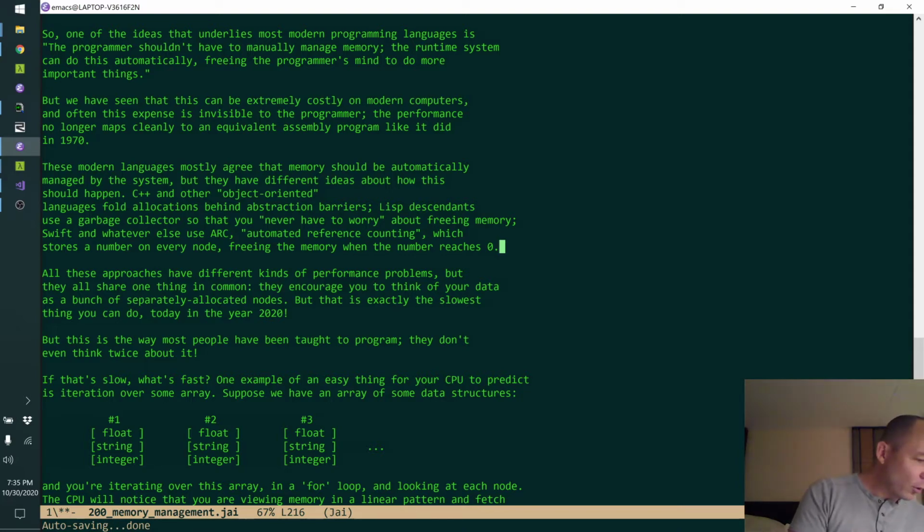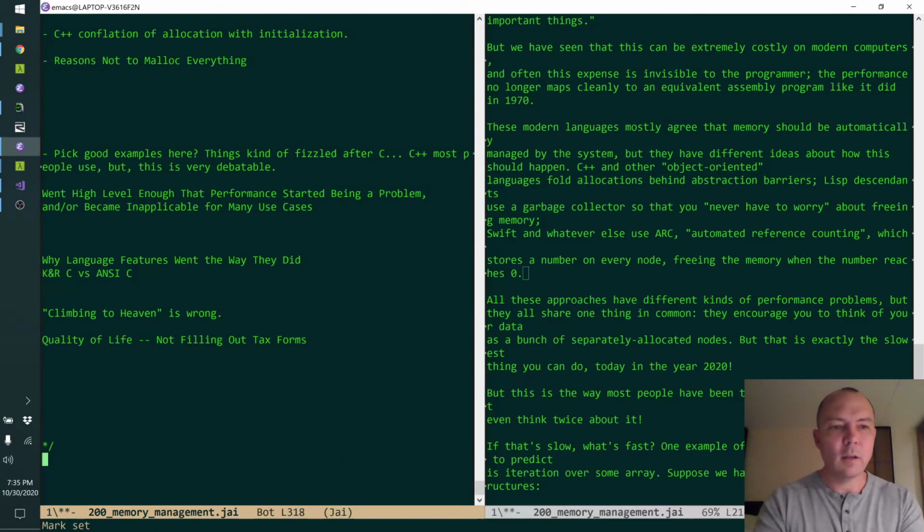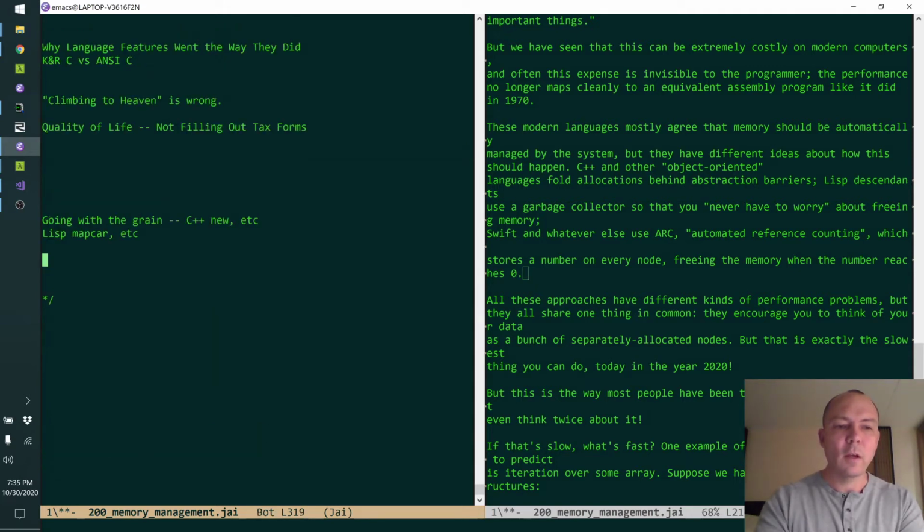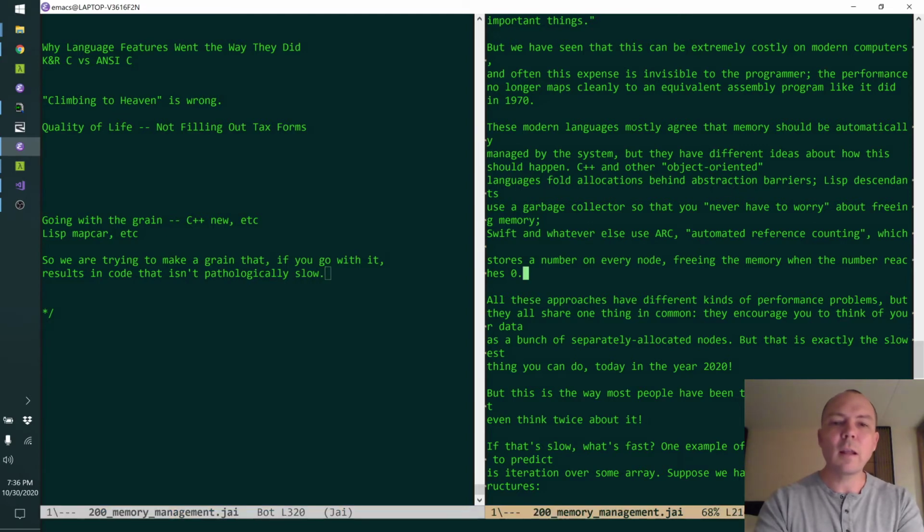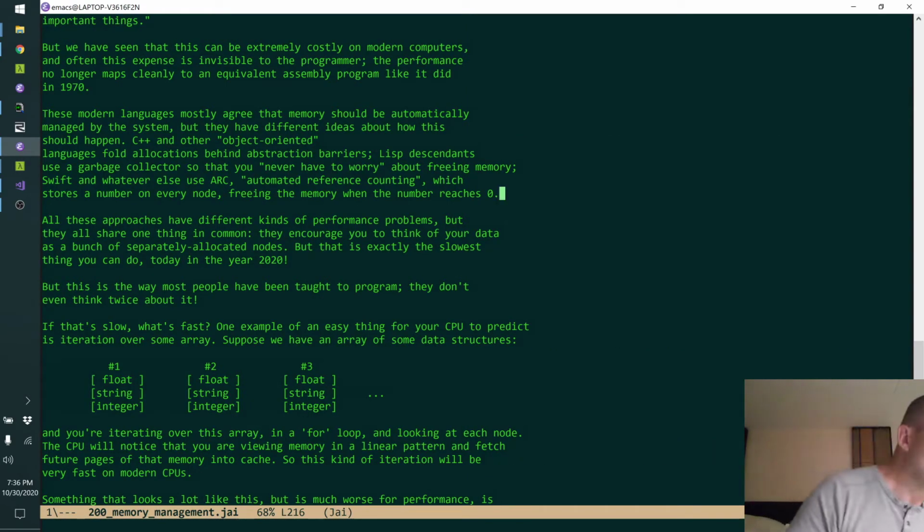Most languages make horrible code very easy. Yeah, that's a thing that I want to make. By the end of this, it's like going with the grain: C++, new, etc., Lisp, mapcar, right? So we are trying to make a grain that, if you go with it, results in code that isn't pathologically slow. Yeah, that's the general idea behind the language design.